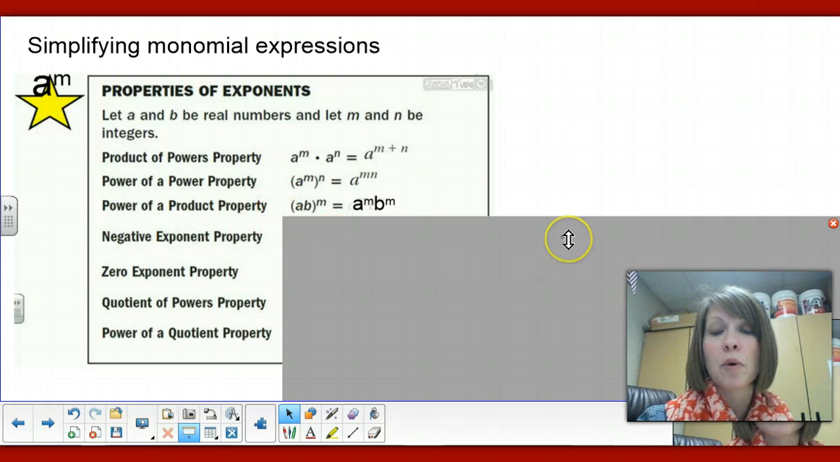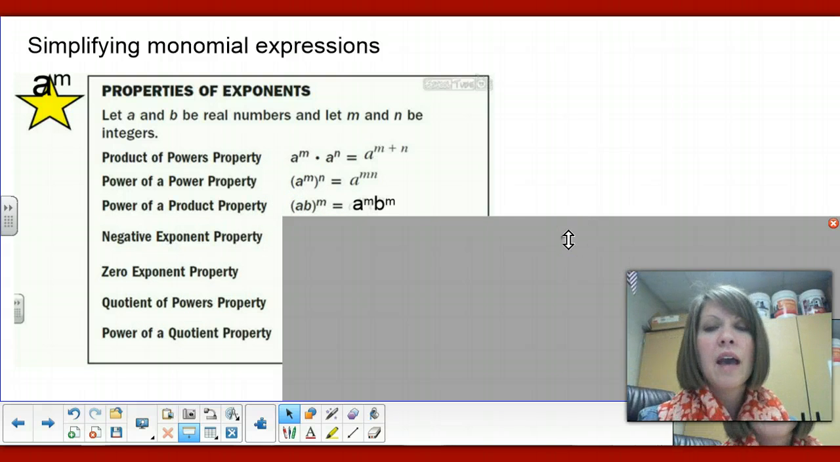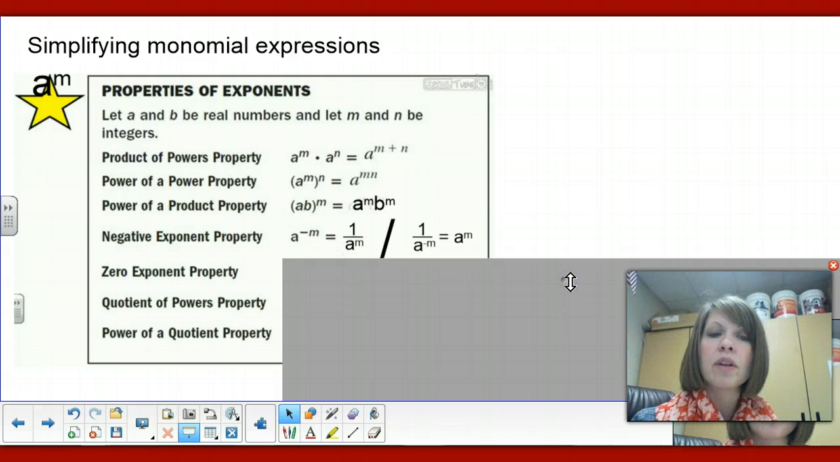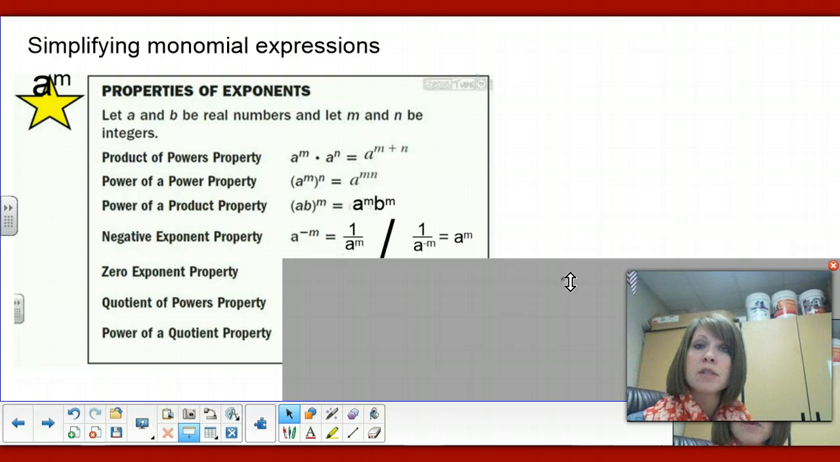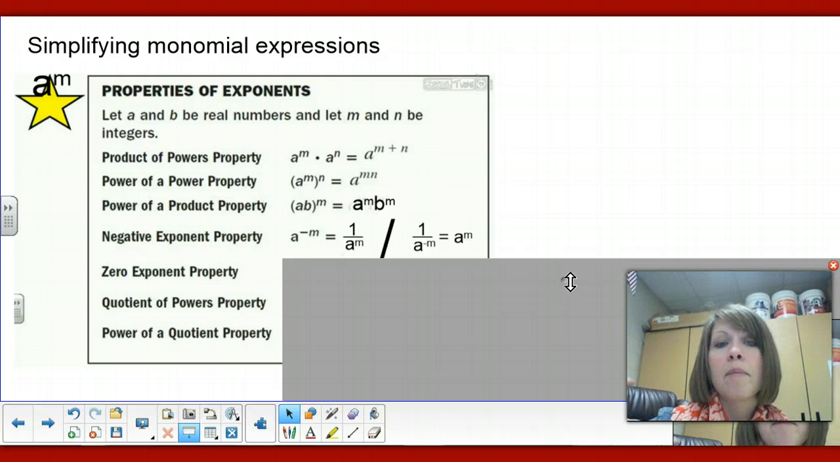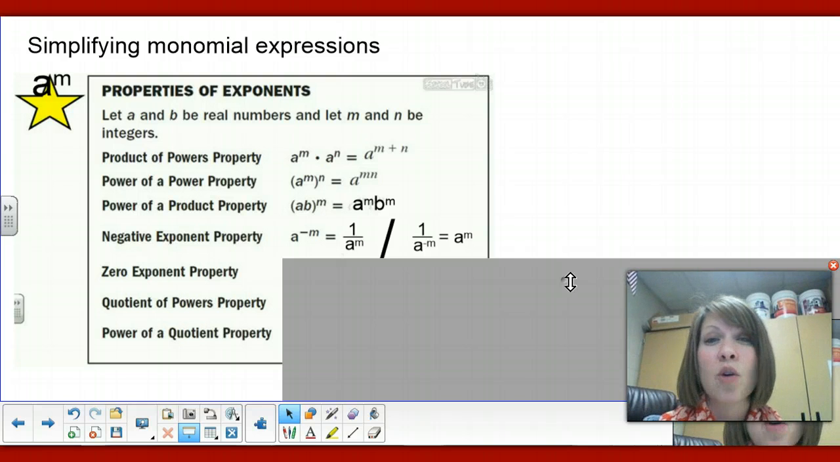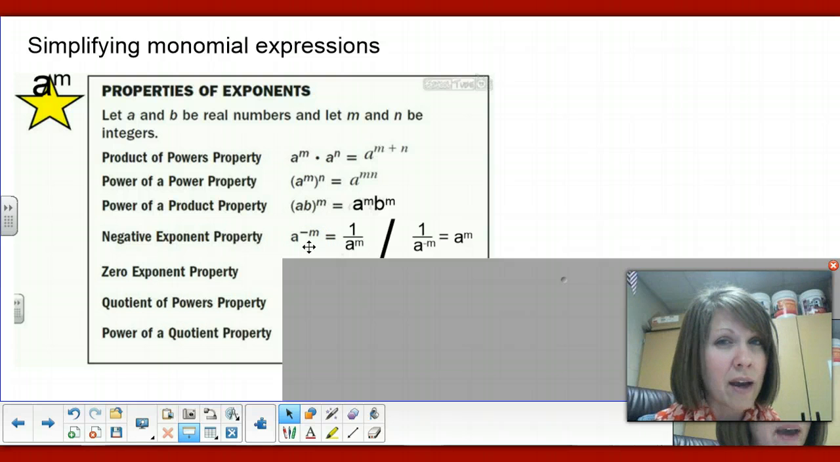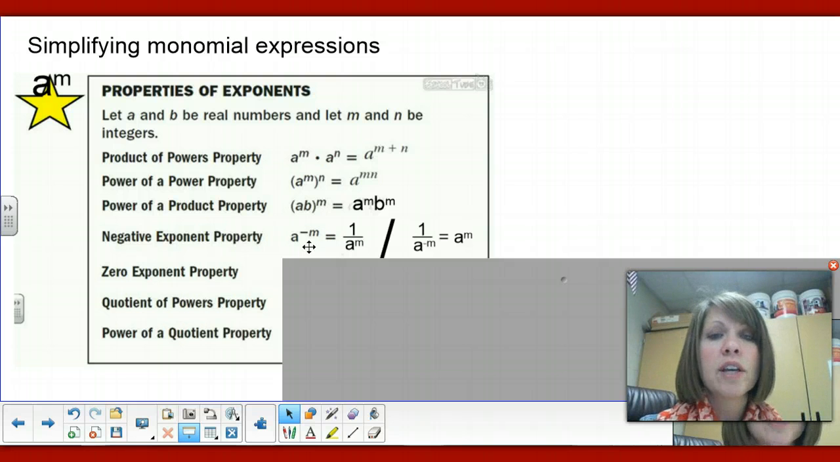Okay? The negative exponent property actually is twofold. A negative exponent really comes from the quotient of powers property that we'll see in a second, but it means that your base with the exponent is in the wrong spot in a fraction. Okay, so if you have a to the negative m, we want to clear out any negative exponents, only if exponents are negative. We can rewrite that as 1 over a to the positive m, and now we have rewritten a negative exponent as a positive exponent.